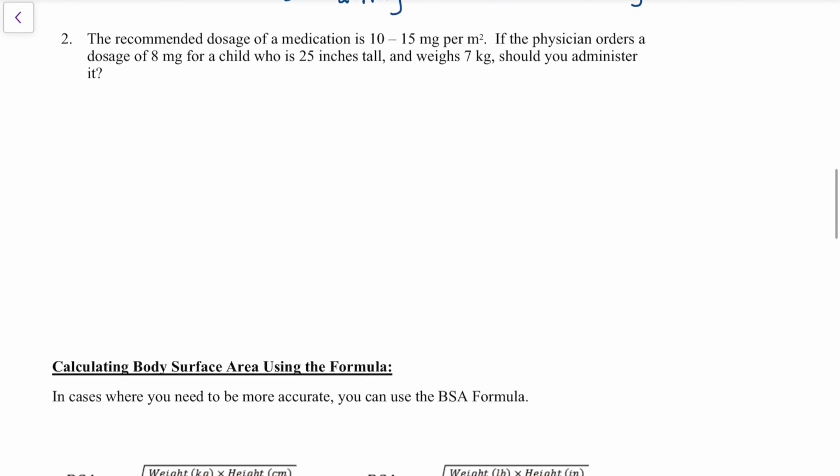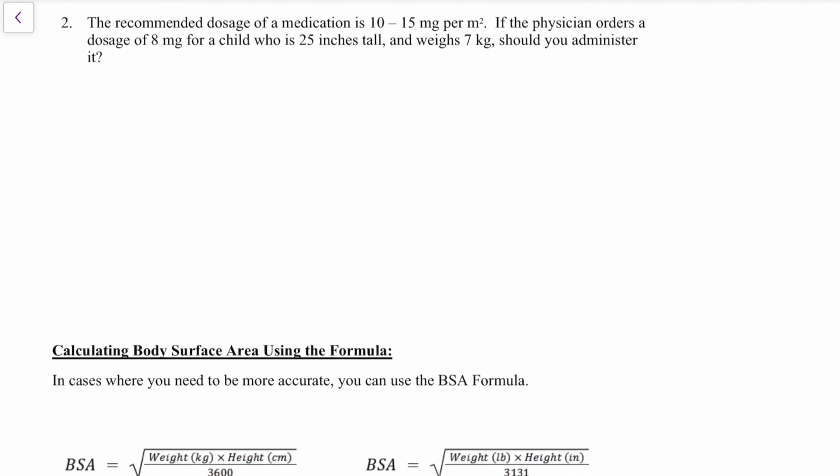Okay, the next question asks, the recommended dosage of a medication is 10 to 15 milligrams per meter squared. If the physician orders a dosage of 8 milligrams for a child who is 25 inches tall and weighs 7 kilograms, should you administer it?